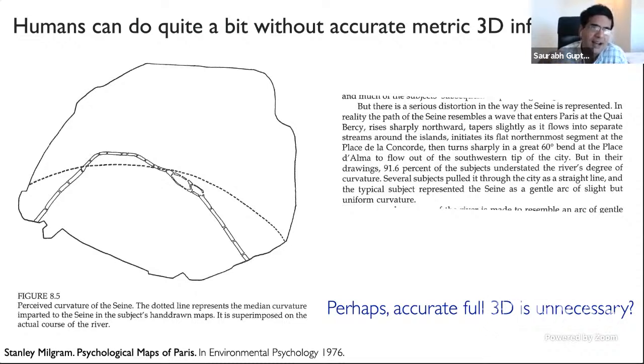I can operate perfectly fine in the world, but I don't know metric 3D information and so forth. So in that sense, our choice of full metrically accurate, spatially consistent 3D metric worlds may not be necessary, maybe an overkill in some sense, if we want to do robot navigation.